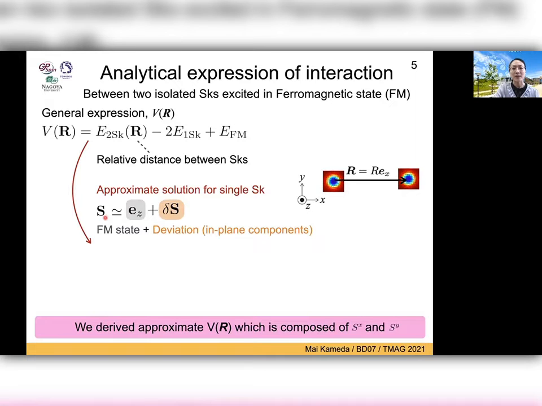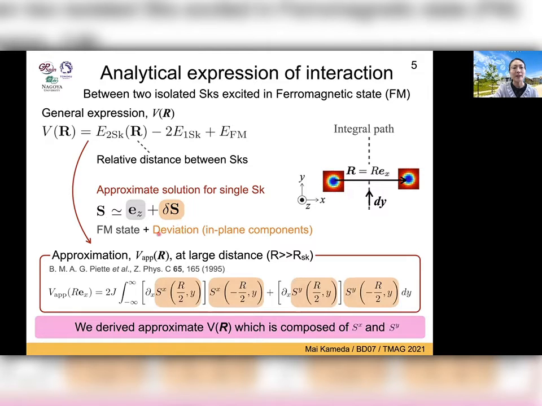When R is sufficiently large, we can approximate the solution for a single skyrmion as the sum of the FM state and the deviation from the FM state. The FM state is typically in the out-of-plane direction, and the deviation is typically in-plane components. After some analytical calculation, we can derive an approximate expression V up of R, given by this. This is the direct relation between skyrmion shape and the interaction.